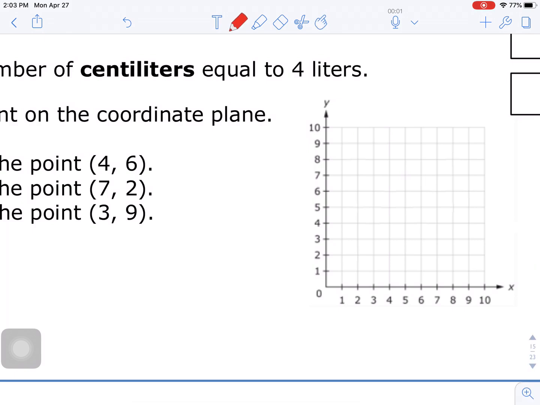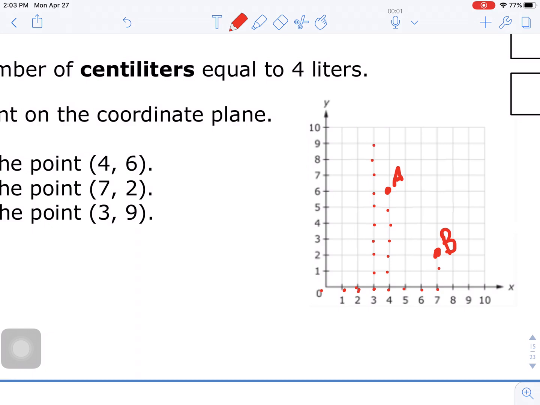So point A, I'm going to go over 4. 1, 2, 3, 4, and up 6. And we'll put an A there to represent point A. Then we start at 0. For point B, we go over 1, 2, 3, 4, 5, 6, 7, and up 2. 1, 2. That's point B. And for point C, we start at 0 and we go over 1, 2, 3, up 1, 2, 3, 4, 5, 6, 7, 8, 9.